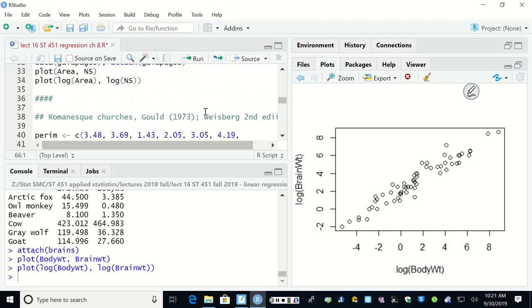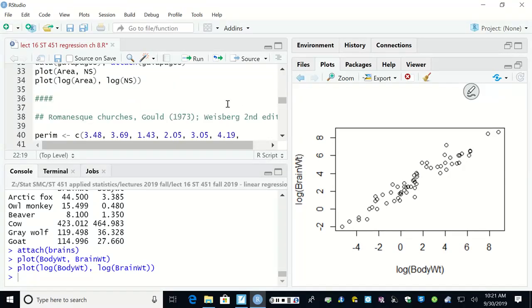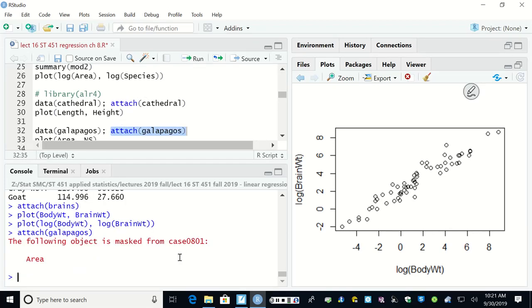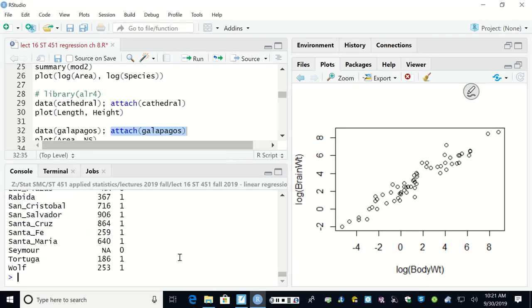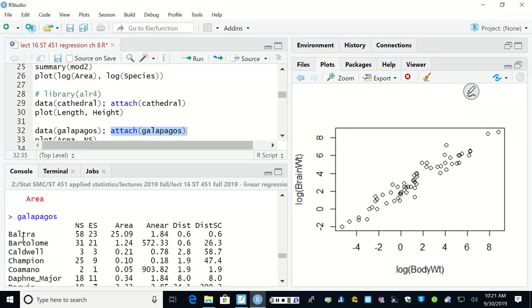Let's go back up to one that we didn't. We did that one with species. Yeah, there was another one in that data set, also other species on islands. Students who took the 351 class are familiar with this one: the number of islands in the Galapagos and the number of species they have, the number of endemic species they have, land area, and a few other variables.